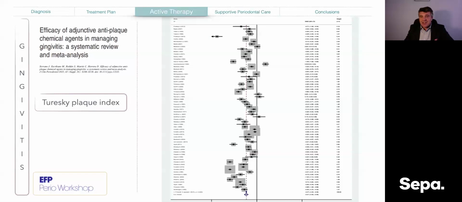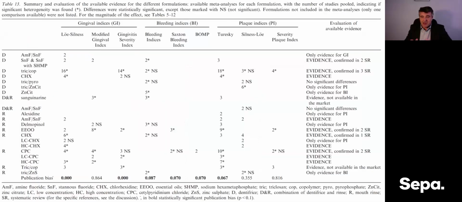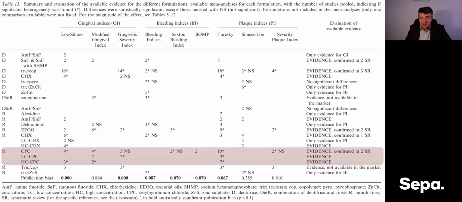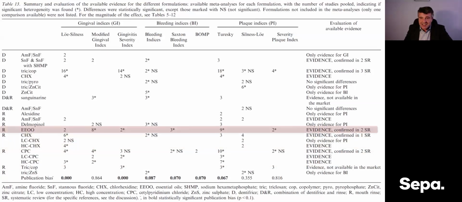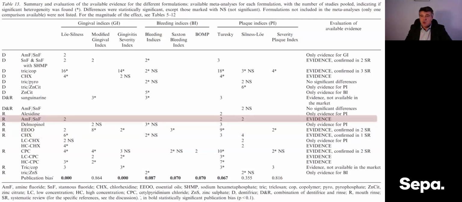But not all the products or all the agents were actually similarly effective, and we were able to produce this table, which is a very busy table, but I will help you to go through it, in which we identify the agents that had solid evidence of efficacy in terms of inflammation and plaque. And those agents were mouth rinses with cetylpyridinium chloride, mouth rinses with chlorhexidine, mouth rinses with essential oils, and mouth rinses with a combination of amine and stannous chloride.